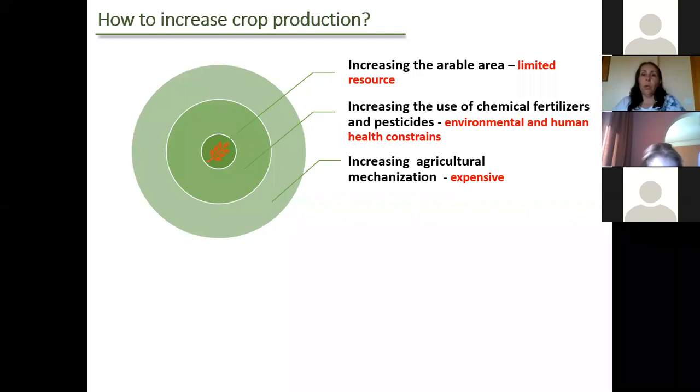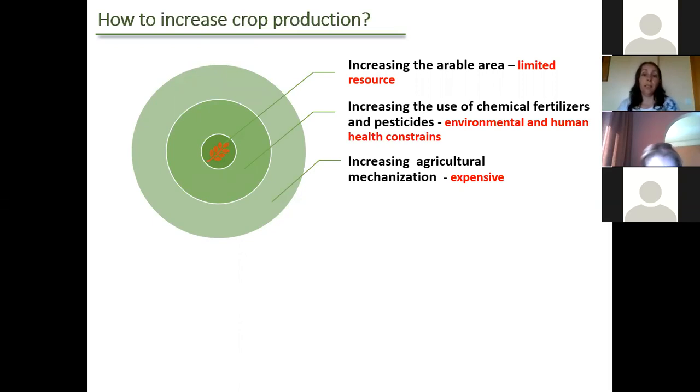Another strategy was the application of chemical fertilizers and pesticides at high rates, but we know that this brings a lot of environmental and human health constraints. And another strategy, which was a good strategy and still is, was the increasing of agricultural mechanization, but this is very expensive. So it's important to have other kinds of measures.